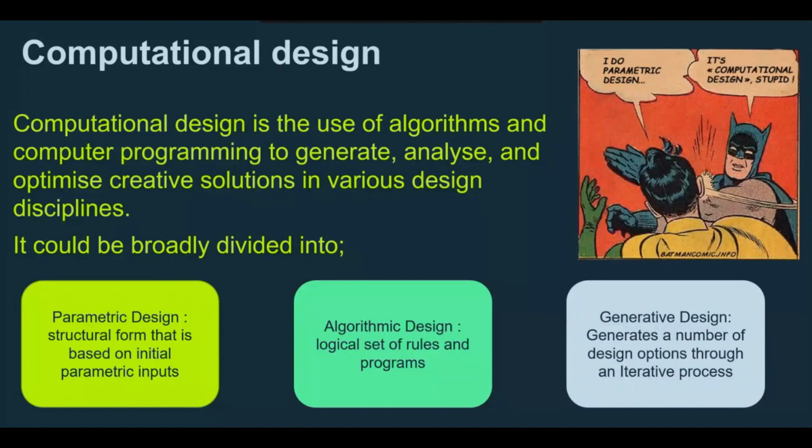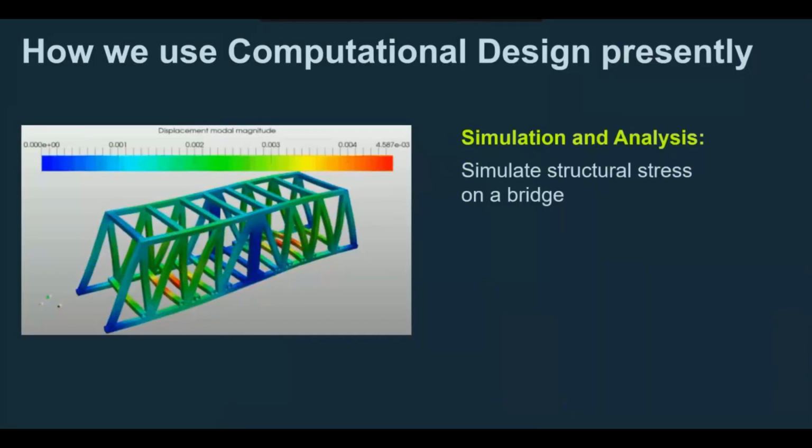You have parameters, and that's what Dynamo is doing. You have parameters, you change those parameters, and then using those parameters, you have an algorithm, and that algorithm develops the solution. And then you think about how we can use that algorithm and that parametric solution to develop the generative design. So that is computational design as we do it today.